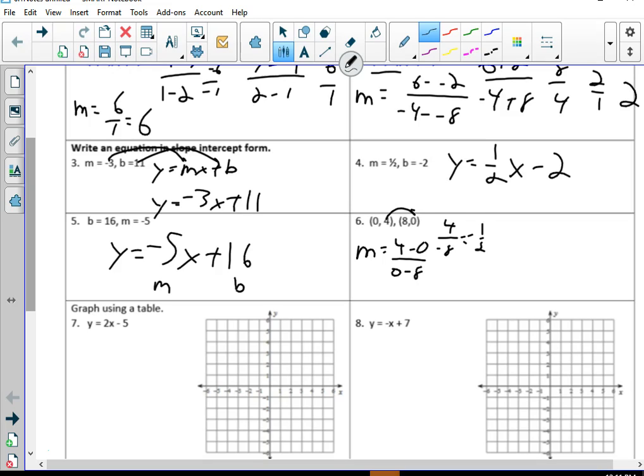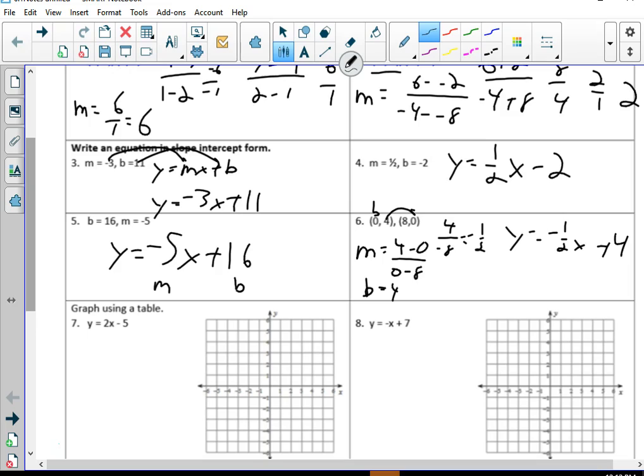Okay? So here's my m. You actually do have your b. I just didn't say what b is. What is b? 4. Right, the y-intercept. Okay? This point right here is b. 0, 4 is on the y-axis. So I know b is 4. I'm good to go. y equals m, -1/2, x plus 4.